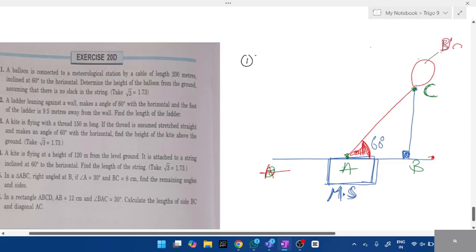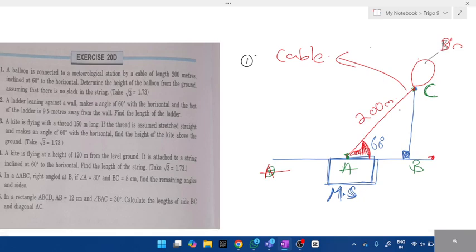So BLN. BLN stands for balloon. I've written it as BLN. A balloon is connected to a meteorological station by a cable of length 200 meters. Which one is the cable here? Cable or thread? Which one is the cable? AC is the cable. What is the value of AC given? Tell me the length of AC. 200 meters, right? Okay. All of you concentrate here. In terms of cable, it is 200 meters.